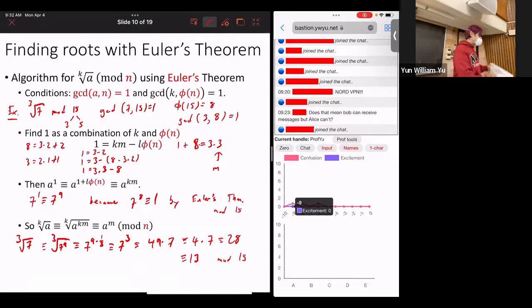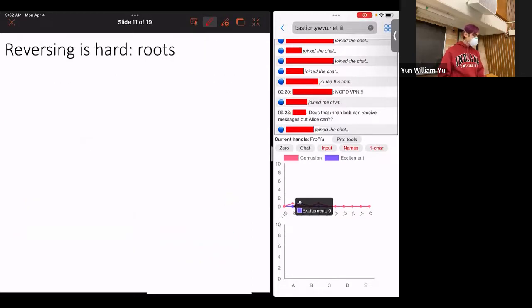But what do we need in order to solve for roots? Well, let's go back to thinking about what's hard and what's easy, so reversing versus going forward. Computing a to the k mod n, well, what do you need? You need a, k, and n, right? Because all you're doing is multiplying over and over again. And yes, there are clever methods where you break it up into powers of 2, but regardless, you can compute it straightforwardly using just a, k, and n. And you know how to do that.